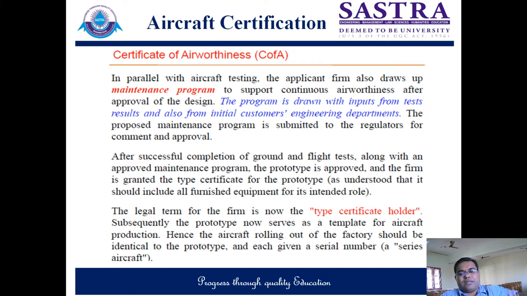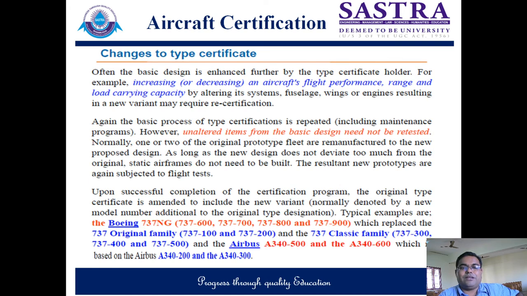The legal term for the firm is now type certificate holder. Subsequently, the prototype serves as the template for aircraft production. Hence, the aircraft rolling out of the factory should be identical to the prototype, and each is given a serial number. So first is the type certificate, followed by the prototyping. Once you have done the prototype, one will be kept as the standard, and you need to follow the same design norms to create the other prototypes, and serial numbers will be given.